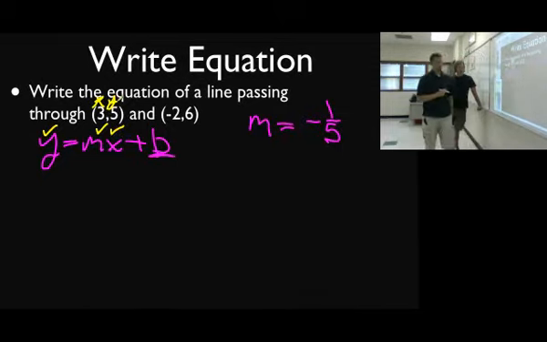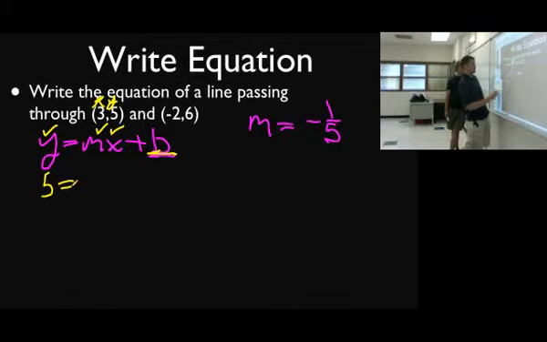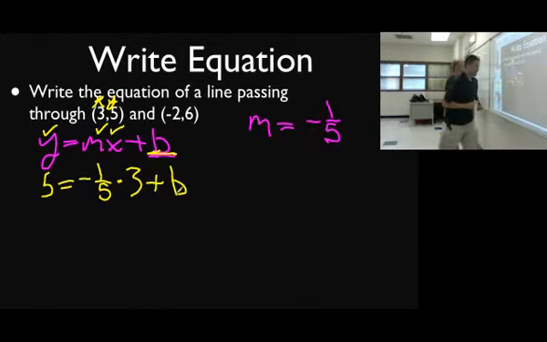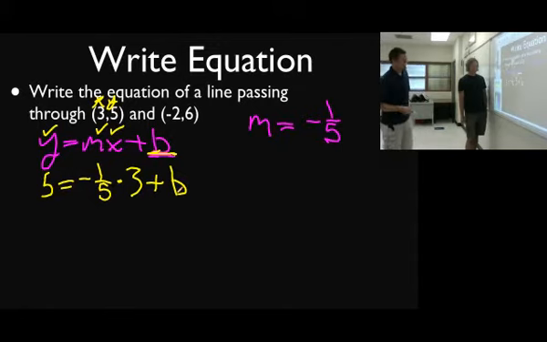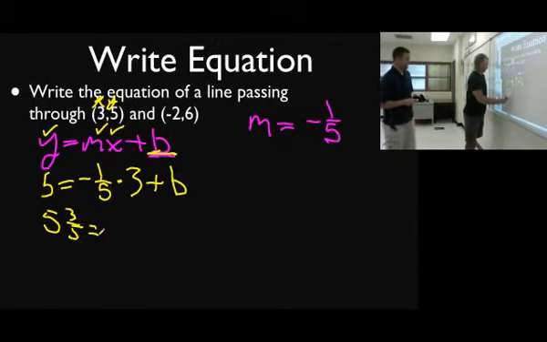So let's do that. y is 5, equals m, which is -1/5, times x, which is 3, plus b. And then let's solve this thing. We gave you some really nice numbers to work with, huh? Nice. So what is that, -3/5? Yep. So this would be 5 3/5 equals b.